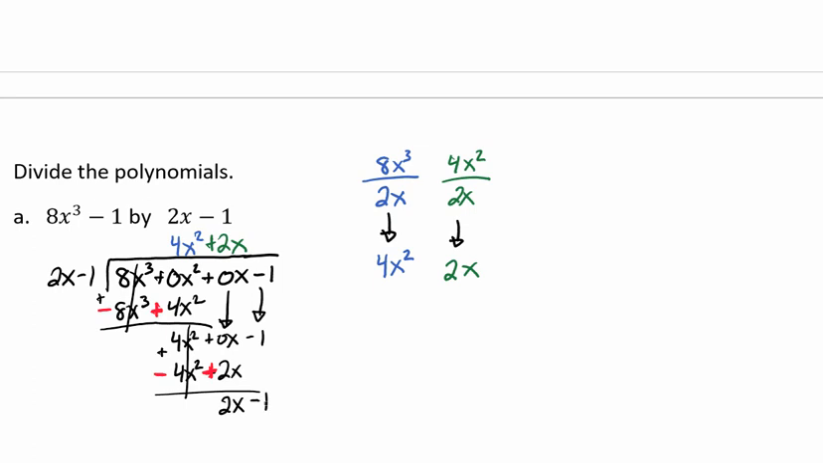And so now we're going to take our new leader, which is the 2x, and divide it by our lead term, which is this 2x. If we take 2x and divide that by 2x, that's going to give us a 1. So we're going to go ahead and put a plus 1 up there. And then we're going to multiply. So 1 times 2x, which is 2x, and then 1 times negative 1, which is negative 1.